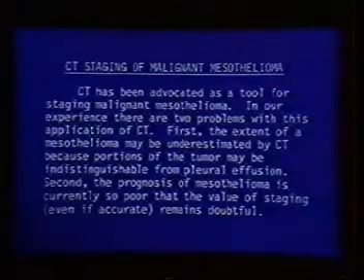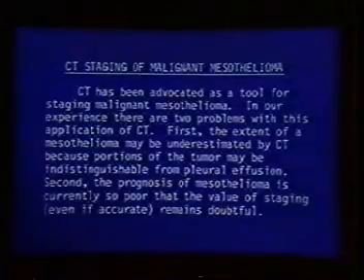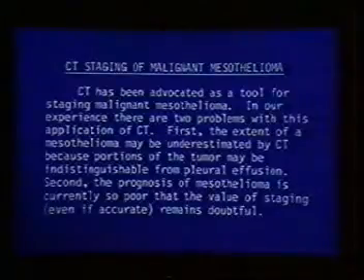CT should have a role because it's much better at staging mesothelioma. And this is clearly an argument we use in all sorts of tumors, because as time has gone by, we found CT can be a good staging tool, for example, for bronchogenic carcinoma. Well, I have a couple of problems with using CT to stage malignant mesothelioma.